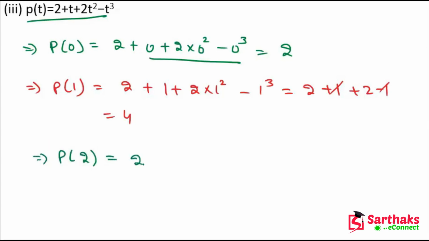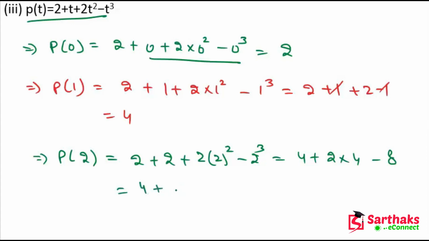So we get 2 plus 2 plus 2 into 2 square minus 2 cube. Okay. So we get 2 plus 2 is 4, plus 2 into 2 square is 4, minus 2 cube is 8. Okay, my dear friends, I hope you get this point. So now this will become 4 plus 2 into 4 is 8, minus 8. So these will be cancelled, so we get 4. So the answer is what? So our answer is 4. Okay, so my dear friends, I hope you understand these things.